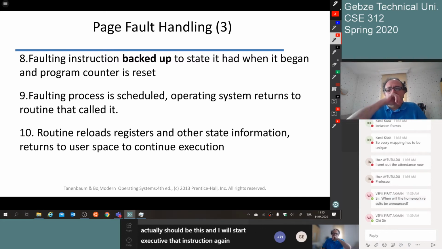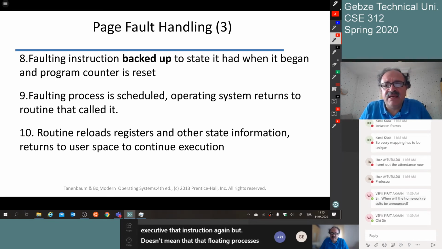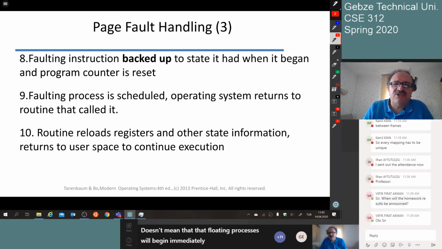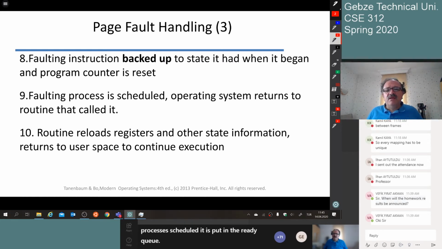But that doesn't mean that the faulting process will begin immediately. That faulting process is scheduled. It is put in the ready queue. When it is in the ready queue, everything is ready and the program counter is reset for that one. When the operating system thinks that it is time to switch back to that process, it will be switched to, and it will load all of its registers and state information, etc., and it will start running. So this is what happens with the page fault.